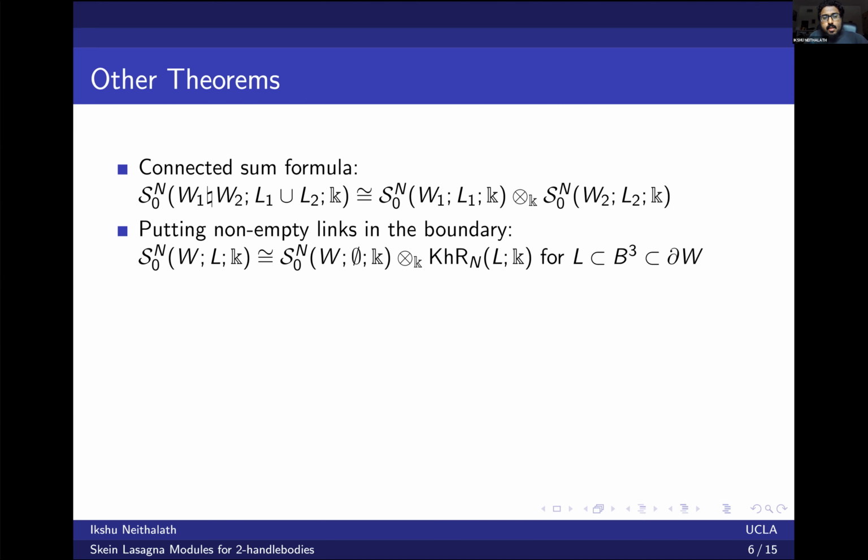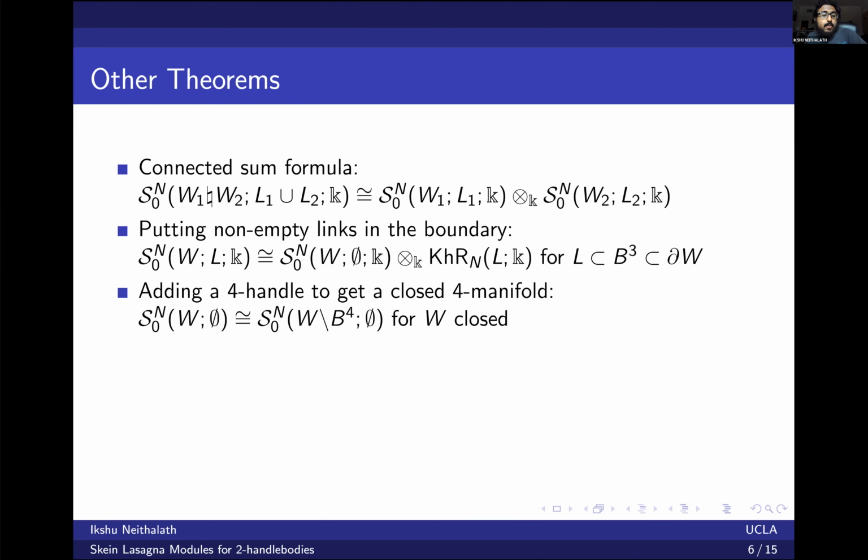Okay. And finally, people who are interested in four-manifold invariants are often most interested in closed four-manifolds, or even closed simply connected four-manifolds. And in particular, our two-handlebodies are not closed. Okay, so what can you do to get a closed four-manifold? Well, you could simply attach a four-handle to get a closed four-manifold. Then how does that affect your invariant? Well, it doesn't affect the invariant, and that's not too hard to see.